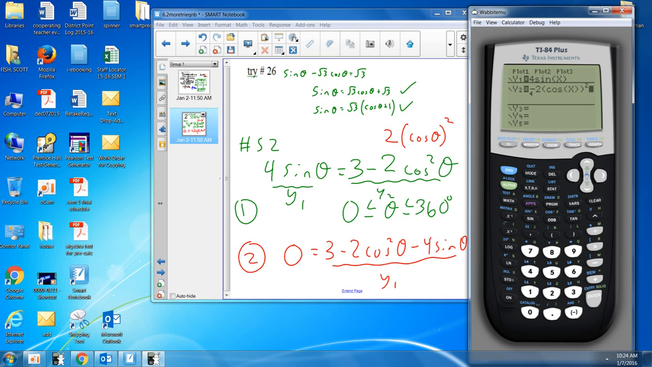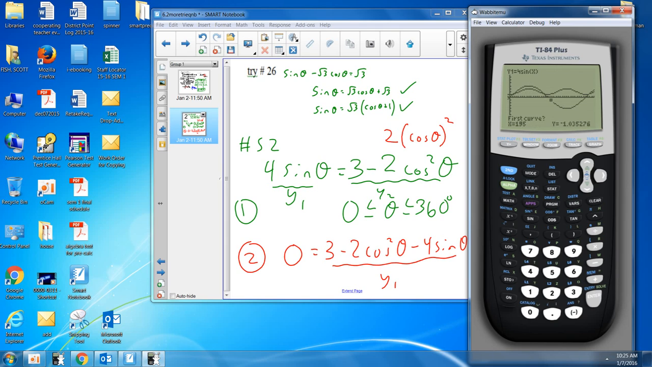I already got the window correct, so I hit graph, and hopefully I'm going to show intersections of the 2 because that's where my solutions are going to be. And so I have something like this. And now I want to see what those intersections are. If you don't get that, then I can help you with your calculator later. To find those intersections, again, it's second calculate and intersect, number 5.